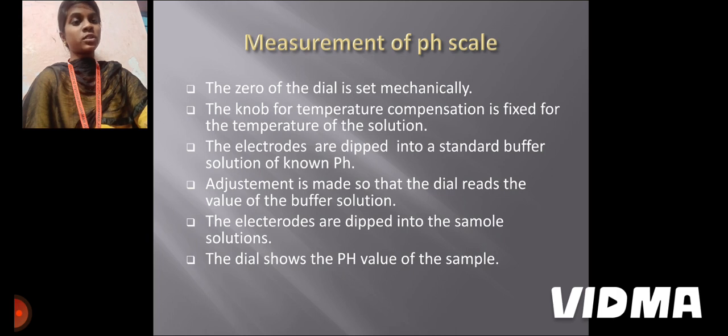For measurement of pH, the zero of the dial is set mechanically. The knob for temperature compensation is fixed for the temperature of the solution. The electrodes are dipped into a standard buffer solution of known pH. Adjustment is made so that the dial reads the value of the buffer solution. The electrodes are then dipped into the sample solution, and the dial shows the pH value of the sample.